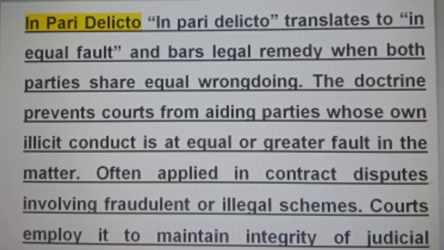The next phrase is in pari delicto. In pari delicto translates to "in equal fault" and bars legal remedy when both parties share equal wrongdoing. The doctrine prevents courts from aiding parties whose own illicit conduct is of equal or greater fault in the matter.